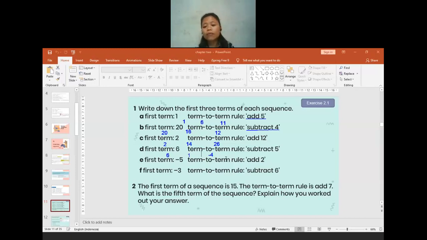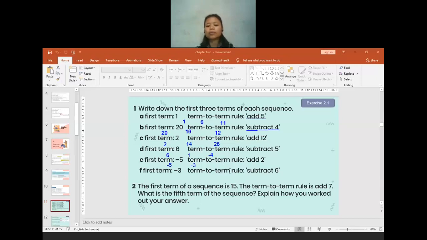Does anyone have a question, for those who are still confused? Which part is making you confused? Please let me know, because this is only about subtraction and addition. For the first term of E, what number will it be? -5. Okay, we write down -5. And now for the second term, what number will it be? -3. Okay. Anyone confused? -5 plus 2 equals -3.